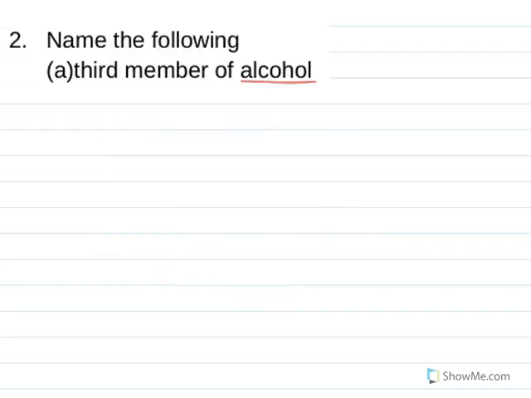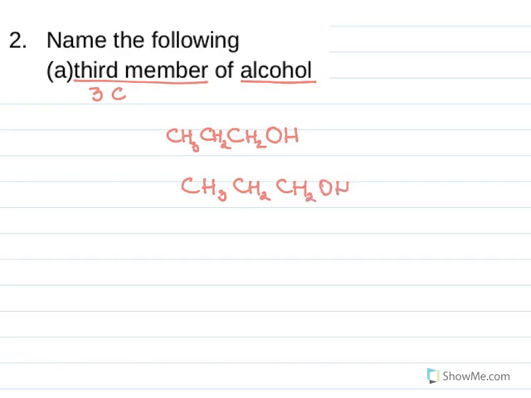Name the third member of alcohol. Now alcohol is OH, the functional group, and because it is the third member, it should have 3 carbons. So I'll put 1, 2, 3 carbons. So it will be CH3, CH2, CH2OH. So the third member of alcohol will be CH3, CH2, CH2OH, and 3 carbon. Because it has got 3 carbons, it is propane. Propanol will be the 3 carbon alcohol.